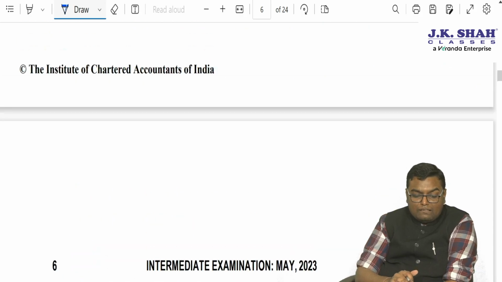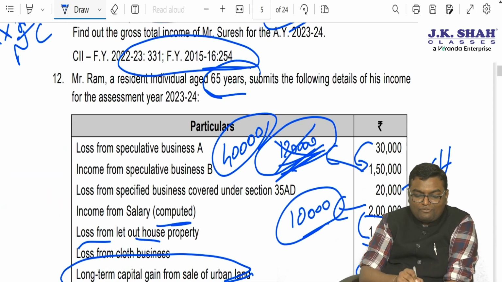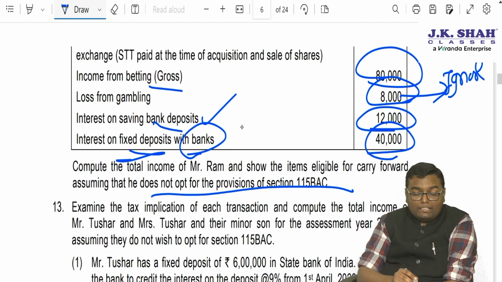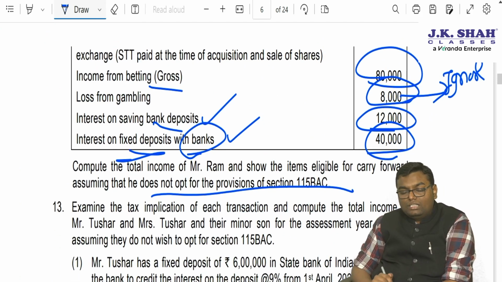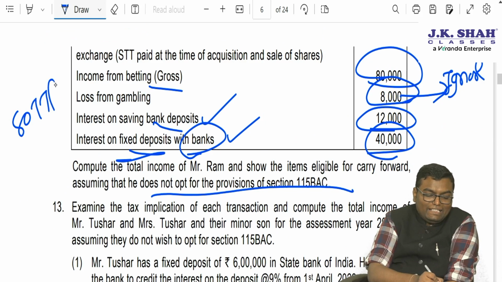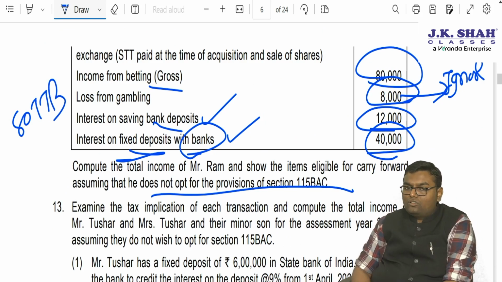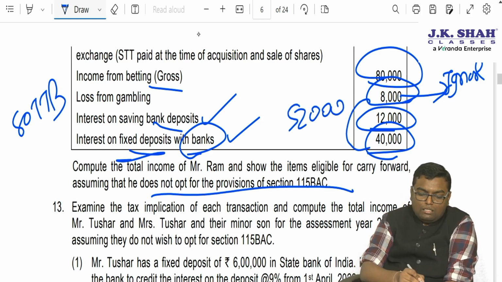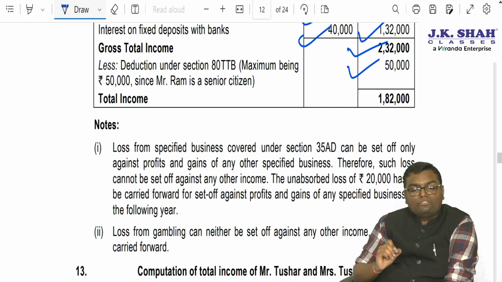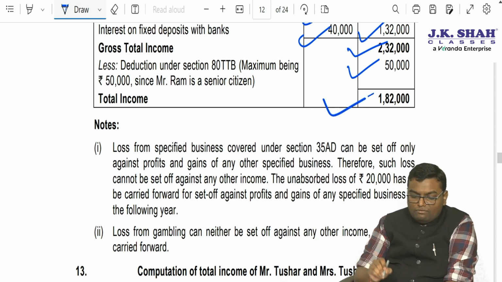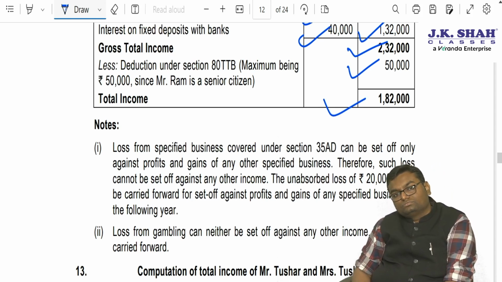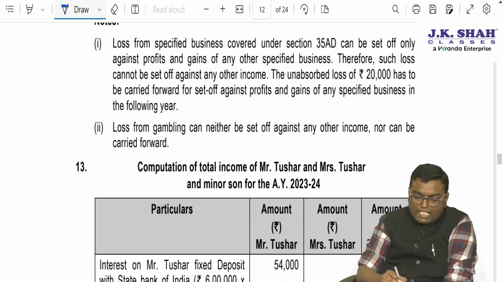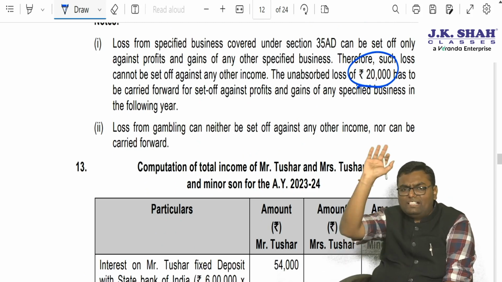But can I say the person is a resident senior citizen, 65 years? He is getting interest on saving bank account and interest from fixed deposit with bank. He will get a deduction under section 80TTB, and this deduction cannot exceed 50,000. He is having the interest income of 52,000. Maximum deduction in 80TTB will be 50,000. So the total income will be 1,82,000. And as of now, I have one loss to carry forward, and that is of 35AD, which they have asked us separately, which I will directly carry forward.